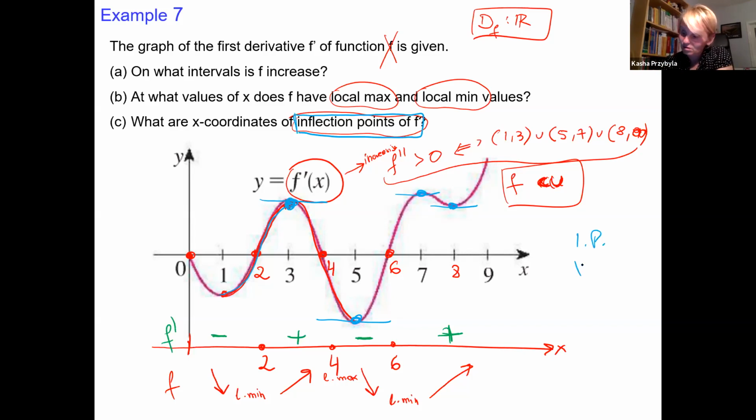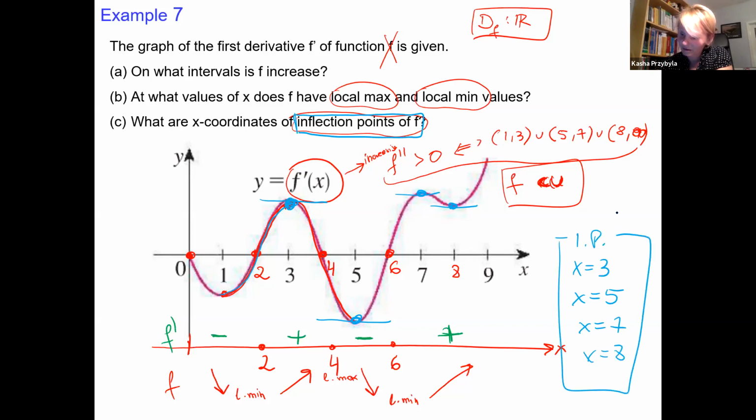That means at 3, we change in concavity, at 5, 7, and 8. Okay, that's the answer for C. And 1, thank you, because I can add it at the end. Yes, thank you, John. I just ignored 1 because I started from, yeah, that means that's an inflection point. It's a really nice question because it's kind of forcing us to think the other way. Okay, that's everything.